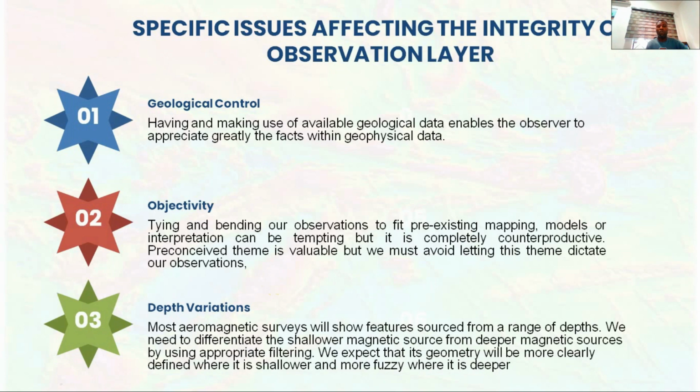Also, we should understand that depth variation is one of the key issues here. Most aeromagnetic surveys would show features sourced from a range of depths. We need to differentiate the shallower magnetic sources from deeper magnetic sources. In our subsequent work, we might try to go deep to see how we can filter out shallow sources, deeper sources, and all that. But right now, we are trying to look at observing aeromagnetic data, the patterns, the trends to follow, the breaks, the discontinuities, the magnetic rock units, and some of the specific issues and the way to go about that.